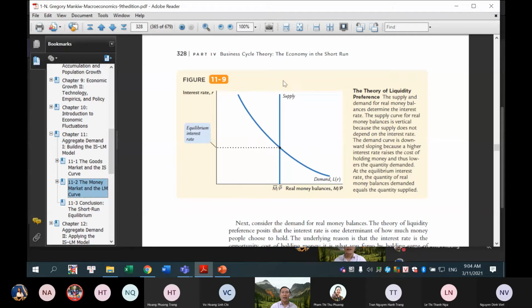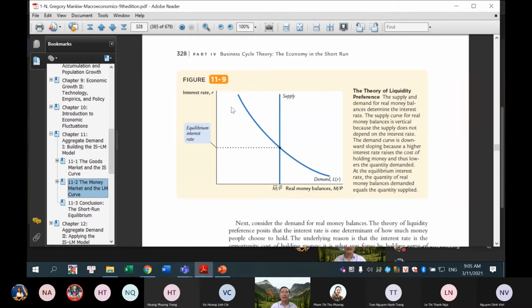It's vertical. It means that the central bank wants the money supply to be 1,000 billion. Then it should be 1,000 billion regardless of the interest rates. Okay, the money demand should slope downward like this.